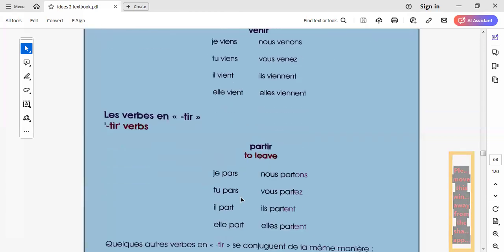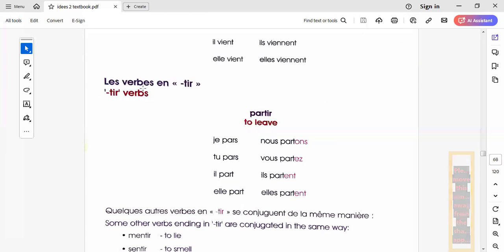Let's move on to IR ending verbs. Partir, to leave. Je pars, tu pars, il part, elle part. Nous partons, vous partez, ils partent, elles partent.